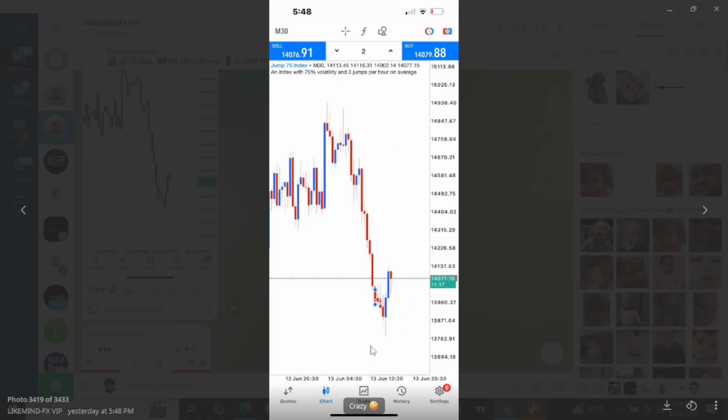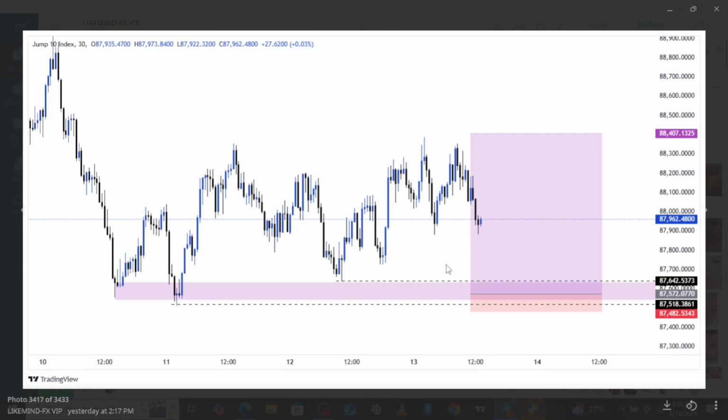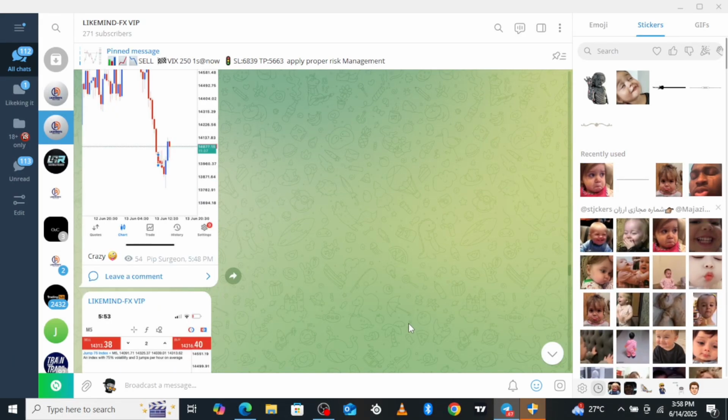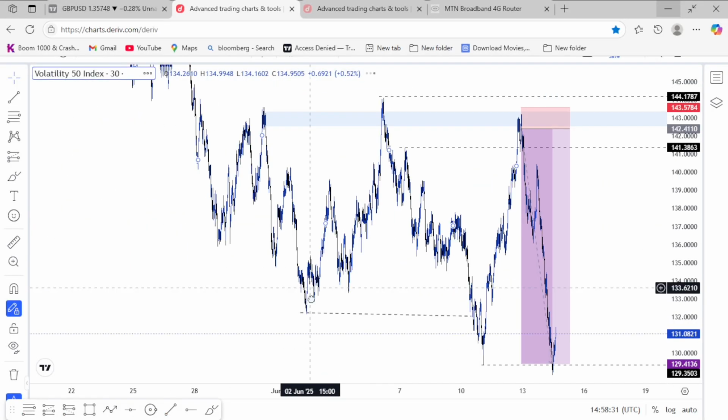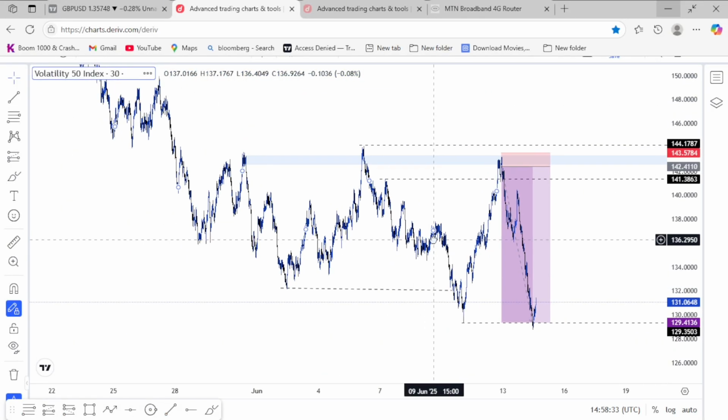So we don't give the market too much room. So this has not played out yet. I share my setup with my VIP members. So this is the VIX 50. All right, so this is it. It played out nicely, well.